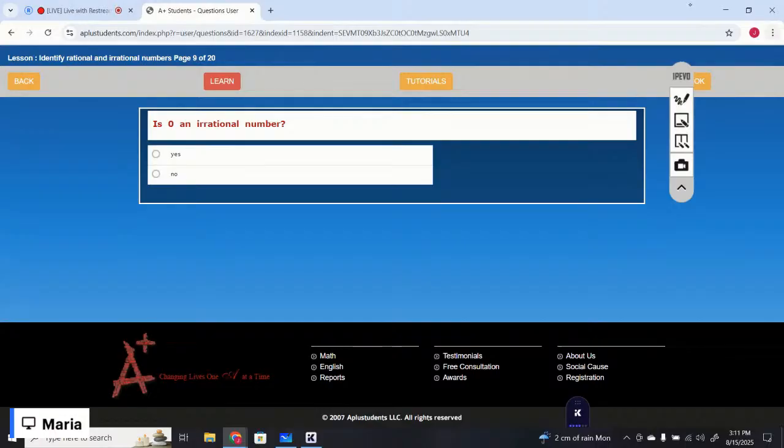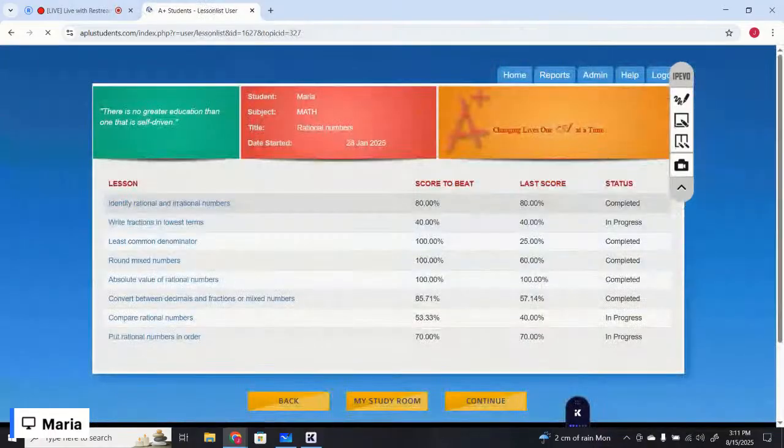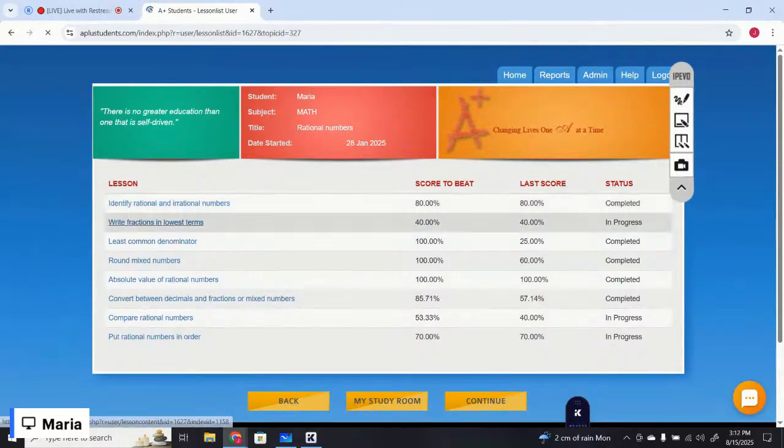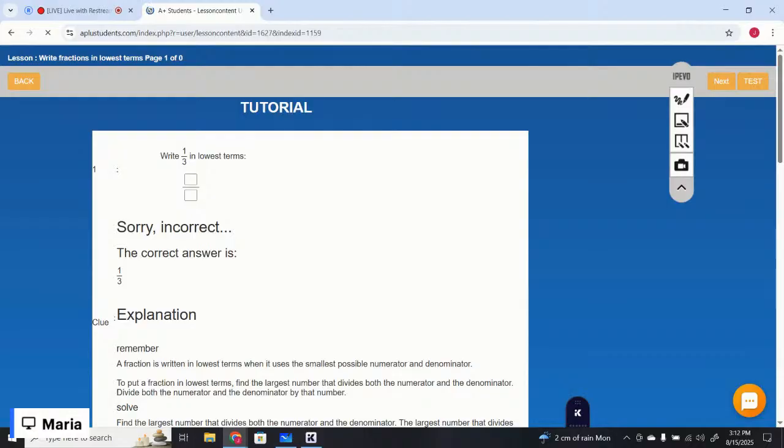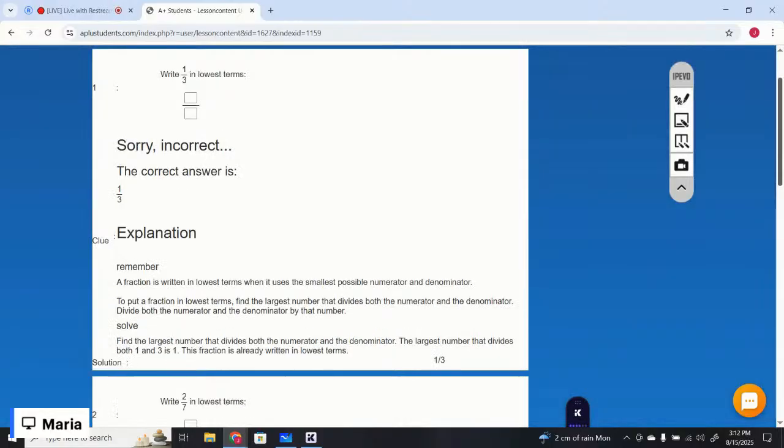Okay. Is zero an irrational number? No. Okay, you can complete the lesson by yourself later today. Let me just move on to the next lesson, which is write fractions in lowest terms. Write 1 by 3 in lowest terms.